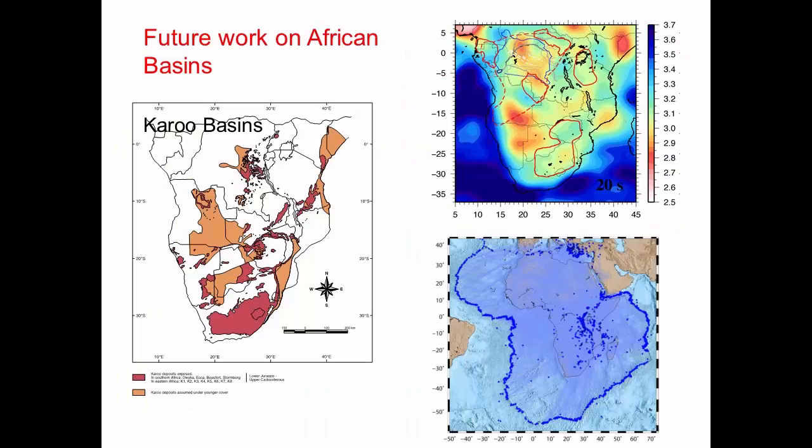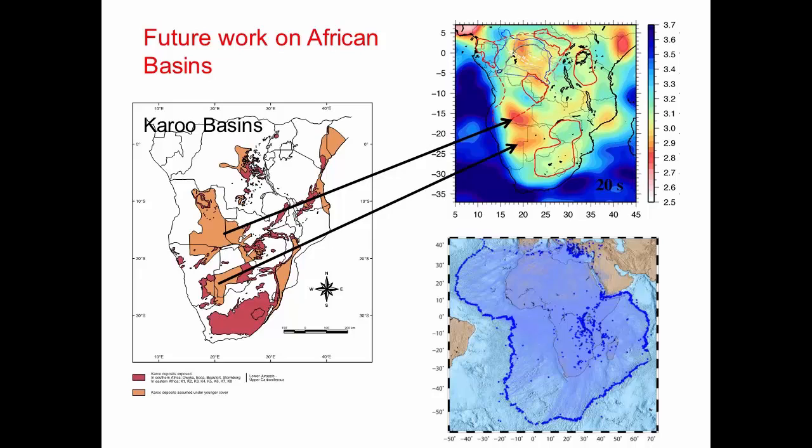Okay, to finish up here, I just want to tell you a little bit about some future work that we have planned. This is a map that shows Karoo basins in eastern and southern Africa. The darker colored areas here are areas of known Karoo deposits, and the lighter brown areas are areas where there's inferred Karoo that has younger cover over it.